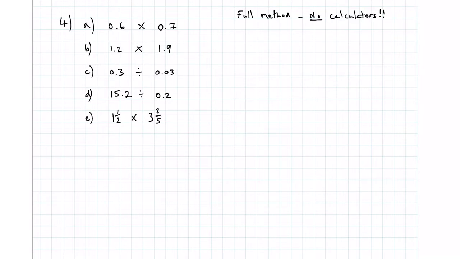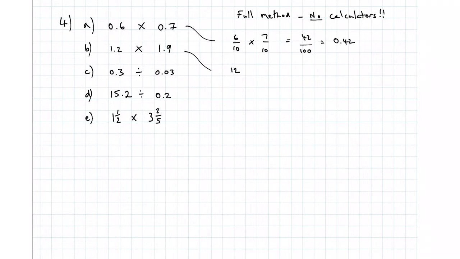So 0.6 is 6/10 multiplied by 0.7, which is 7/10. Multiply your tops together, multiply your bottoms together. Now that's actually the answer to the question, but if you were going to be clever you could convert it back into decimals. 42 divided by 100 is 0.42. Let's have a look at this next question.